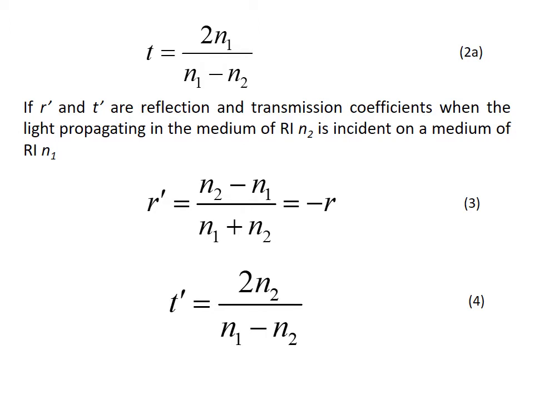If R dash and T dash are the reflection and the transmission coefficients when the light propagating in the medium of refractive index N2 is incident on a medium of refractive index N1, then R dash becomes N2 minus N1 by N1 plus N2, or equals minus R, just by interchanging N1 and N2, because now the incident beam is going from medium N2 to medium N1. We will just interchange N1 and N2. Rest of the equations will be the same. T dash becomes, similarly, twice N2 by N1 plus N2.